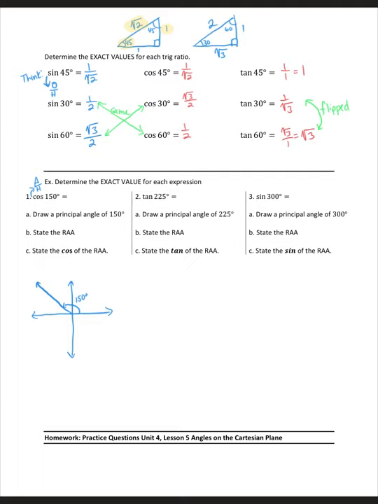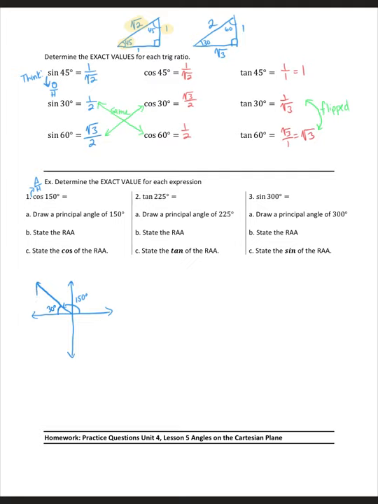We drew the principal angle, and now we need to state the related acute angle. So in here is my related acute angle between my terminal arm and my closest part of my x-axis. So we could calculate that. Hopefully we can see that that's 30 degrees, right? So we're at 150. To get all the way to 180, we'd have to go another 30 degrees.